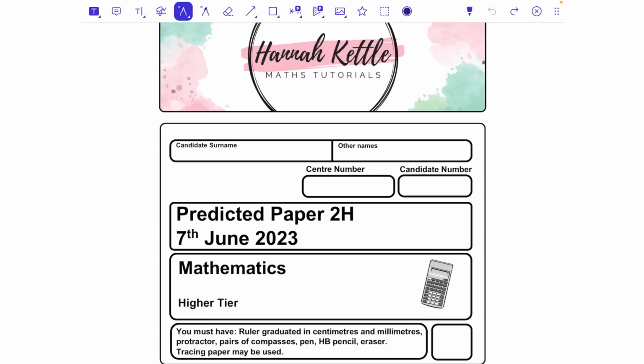So this is the predicted paper I have written for the paper that is on the 7th of June. This is paper 2, the calculator paper for Edexcel, based on what we've already seen on paper 1 and just looking at topics that come up lots each year.